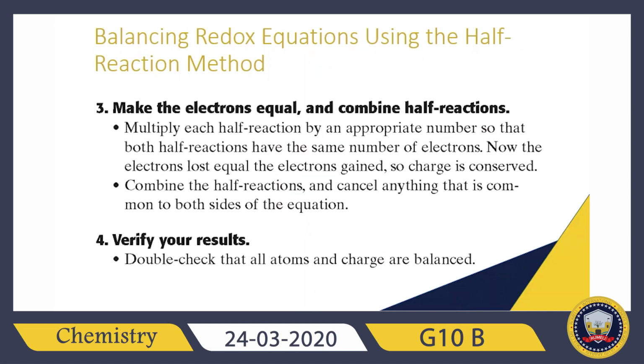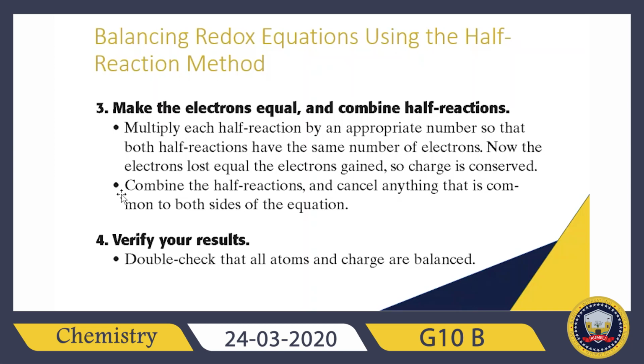Okay, so step number 3, make the electrons equal and combine half reactions. Here we multiply each half reaction by an appropriate number so that both half reactions have the same number of electrons. Now the electrons lost equal the electrons gained, so charge is conserved. So we need to make sure that atoms are conserved and charge is conserved.